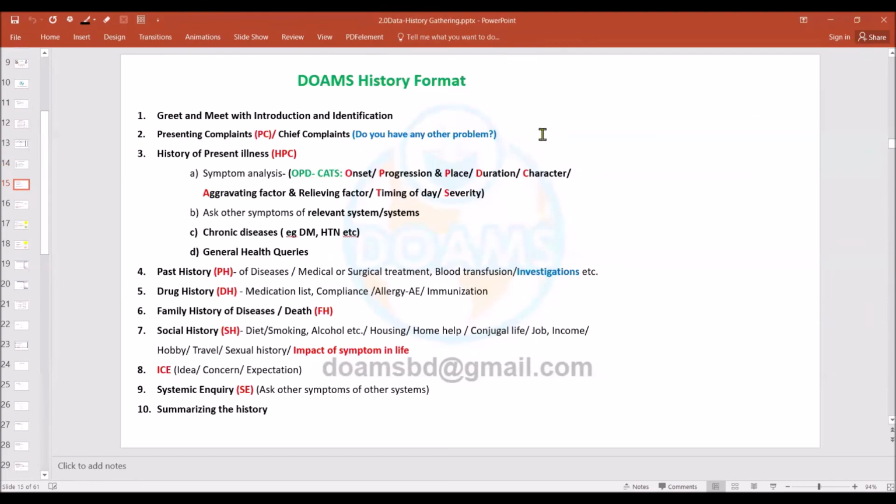Anyway, have a look at the overview of the history headlines. It will be a little different from any other history sheet. You start with greet and meet. The number two will be a little different. Those who are our regular colleagues will understand. The patient tells the presenting complaints, then immediately the next question will be, do you have any other problem? Do you have any other problem? It is a little different from other traditional history taking.